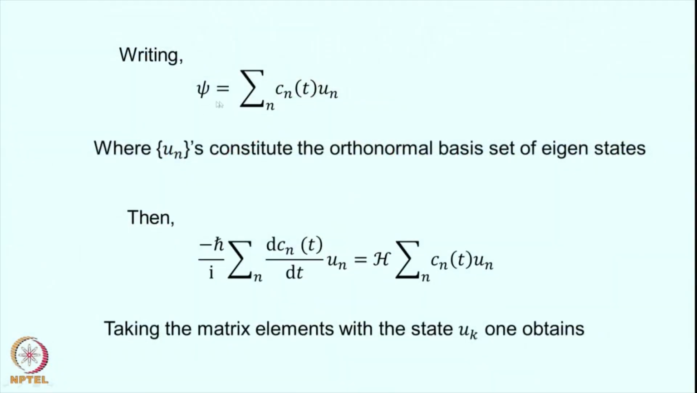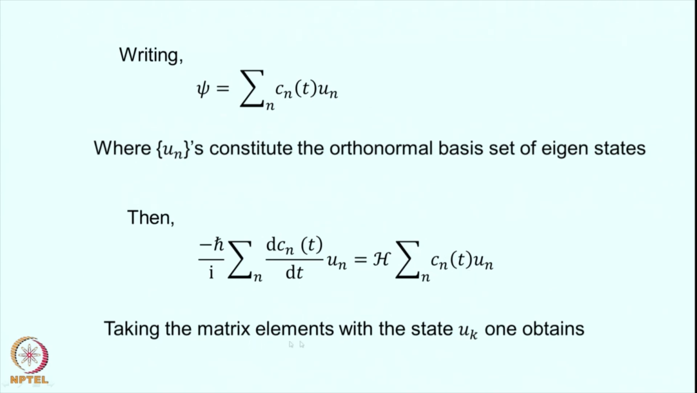To achieve this, let us write the wave function psi, as before, as the superposition of various state functions, eigenstates. The Cn(t)'s are the coefficients and the un's are your eigenstates. They constitute an orthonormal basis set as we defined before. Now, let us substitute this in the Schrodinger equation. We get minus h cross by i summation over n dCn by dt times un, equal to H, acting on psi again, the summation over n Cn(t) un.